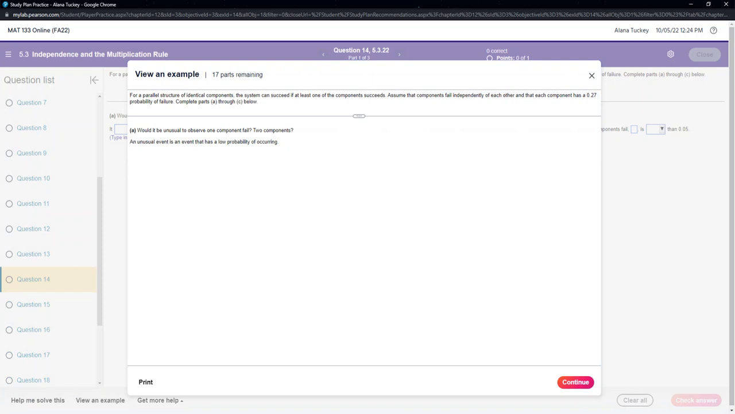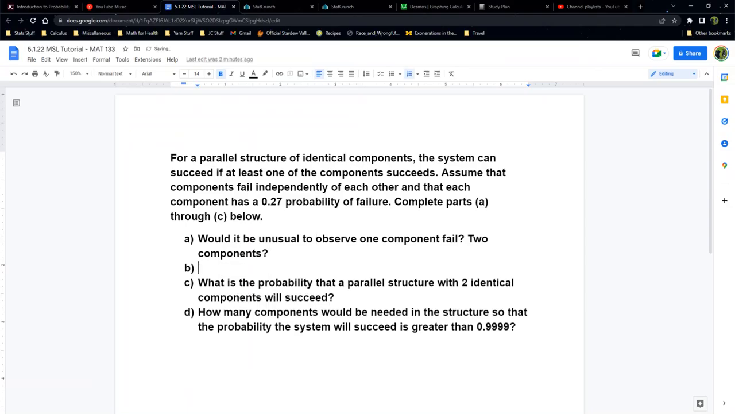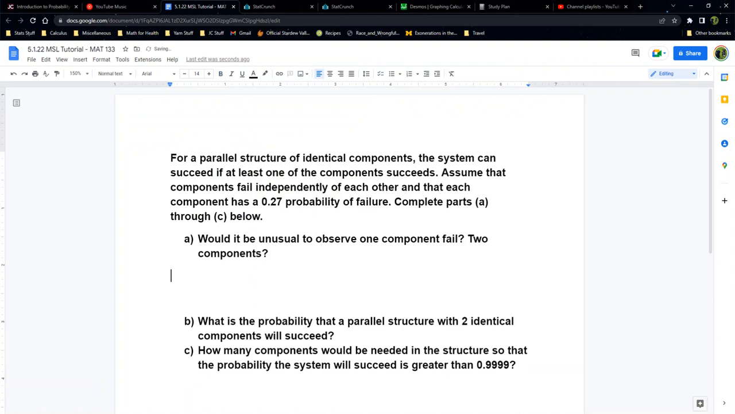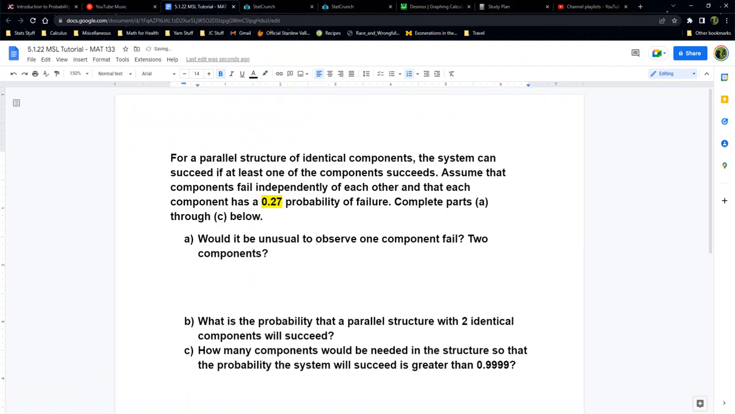All right, so first thing it wants to know is, would it be unusual to observe one component fail or two components fail? All right, so let me go here. I've put this in here, right here. Okay, so the first question is asking, the probability of failure is right here. So that's the probability of failure. So they're saying, would it be unusual for one component to fail?